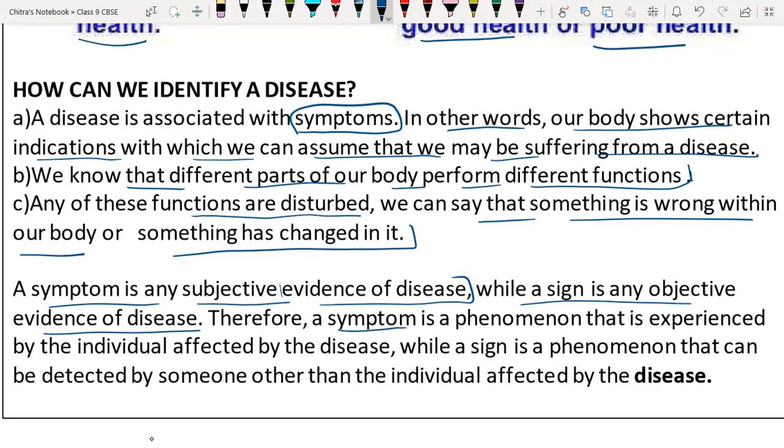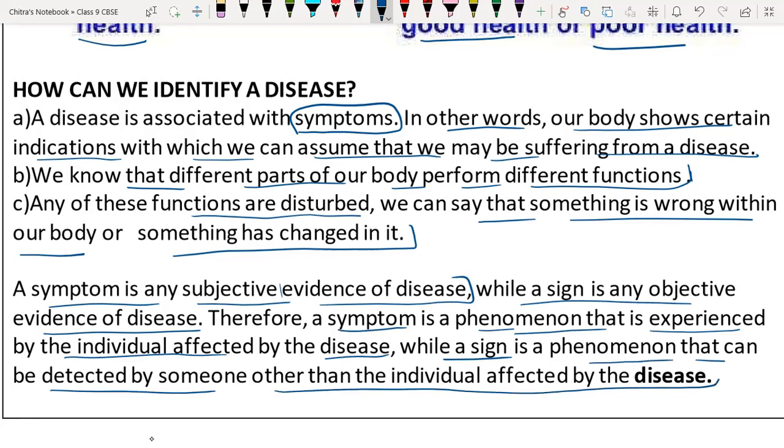Therefore, a symptom is a phenomenon that is experienced by the individual affected by the disease, while a sign is a phenomenon that can be detected by someone other than the individual affected by the disease. Suppose I am having fever. Due to fever, I will feel cold, my headache will start, and I'll feel body pain. All these are nothing but the symptoms that I feel.